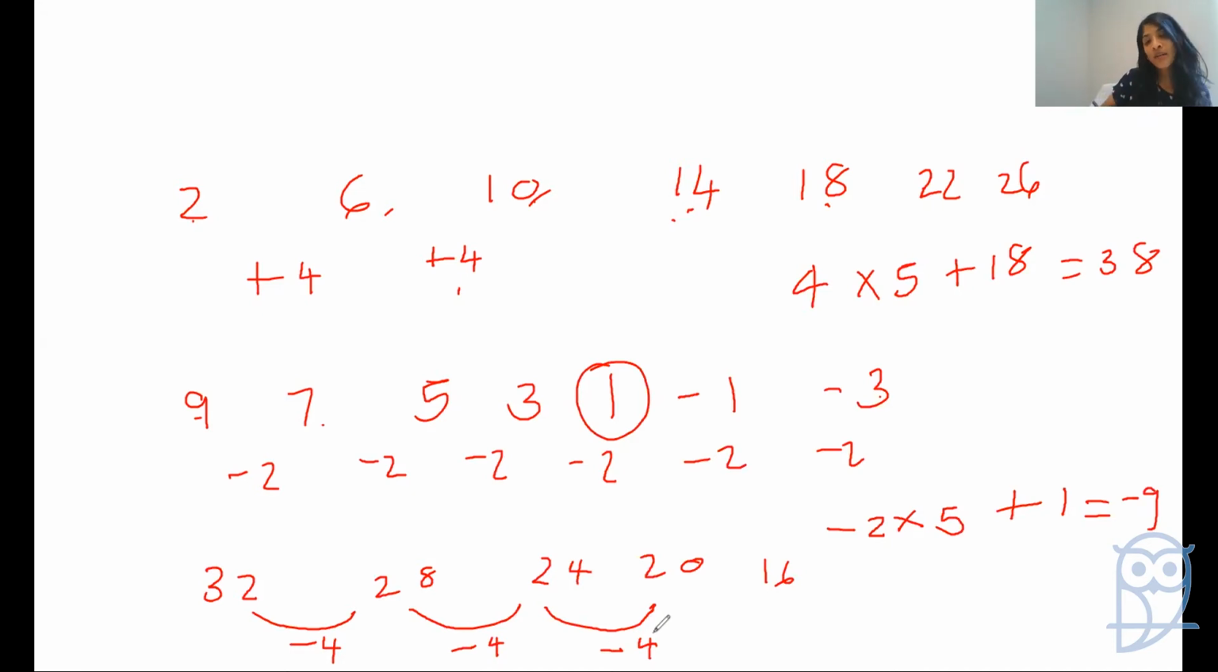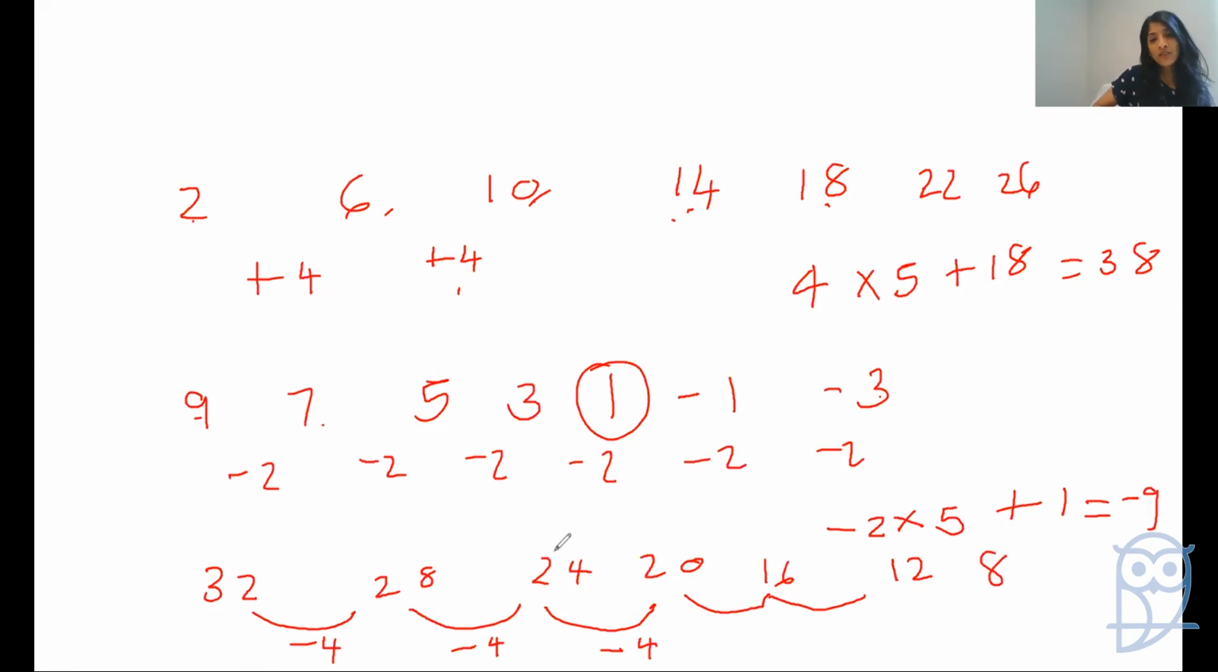Now, we need to work out the next 2 numbers for the sequence. So we know 20 minus 4 is 16. What is 16 minus 4? It will be 12. And 12 minus 4 will be 8.